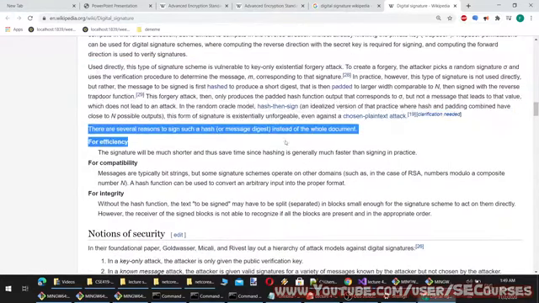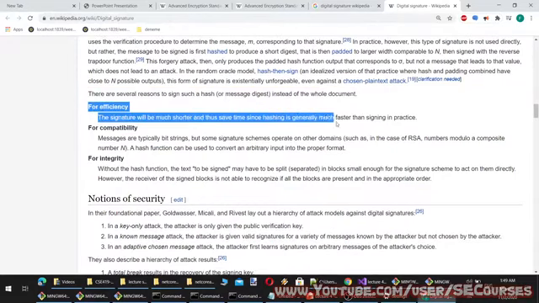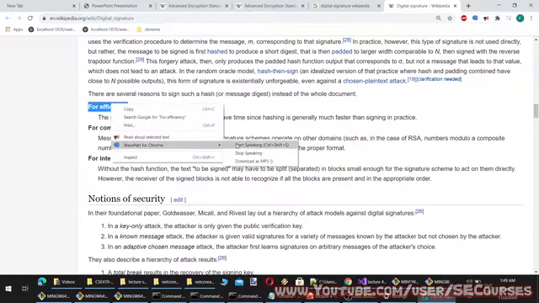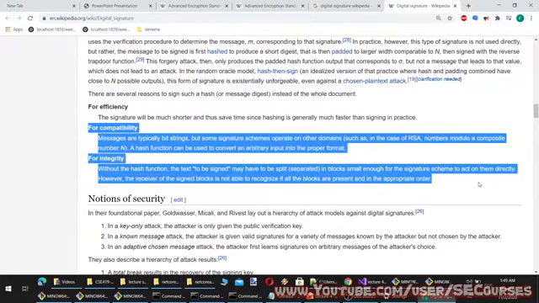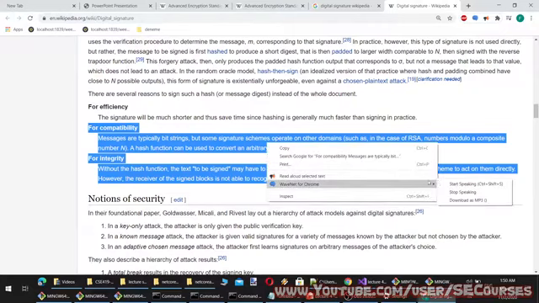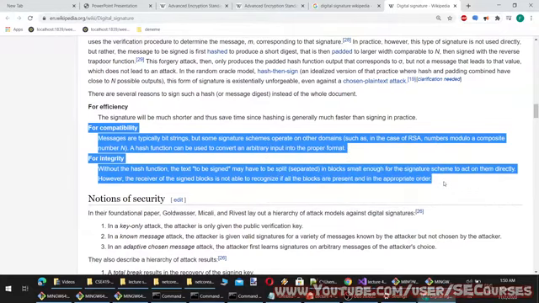There are several reasons to sign such a hash or message digest instead of the whole document. For efficiency, the signature will be much shorter and thus save time, since hashing is generally much faster than signing in practice. For compatibility, messages are typically bit strings, but some signature schemes operate on other domains, such as, in the case of RSA, numbers modulo a composite number n. A hash function can be used to convert an arbitrary input into the proper format.